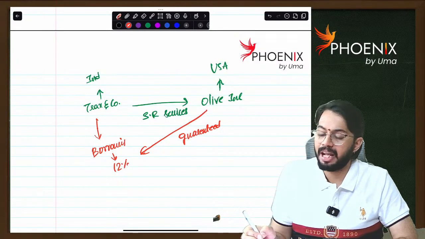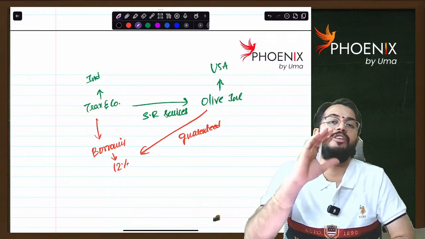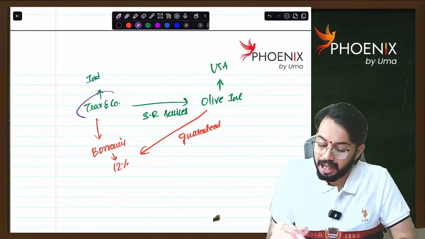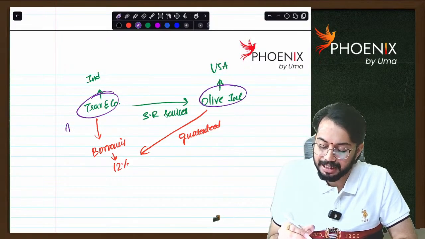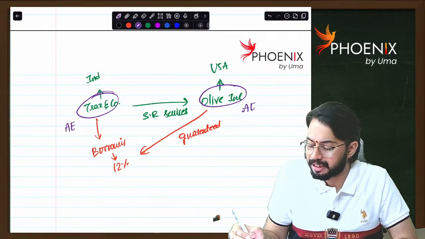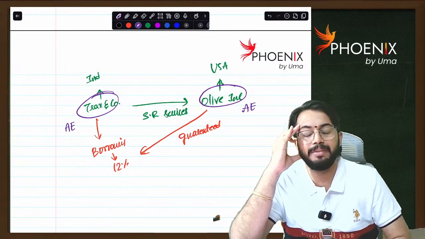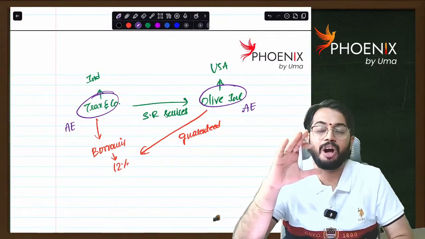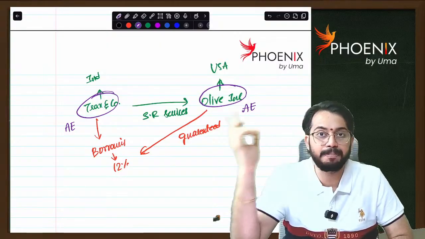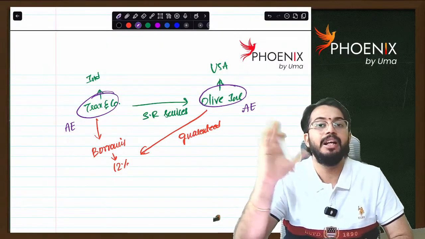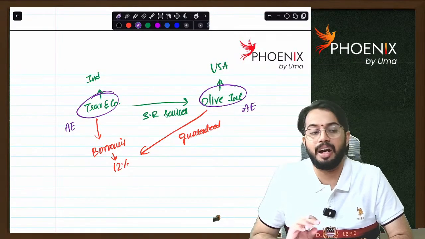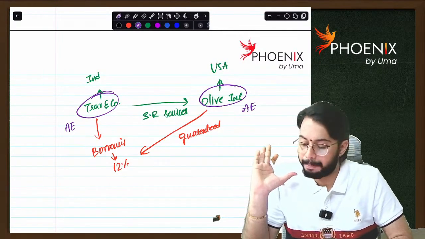Now, can we tell, if more than 10% of borrowings are guaranteed by an entity outside India, we can tell Trax and Co and Olive Inc. are associated enterprises, correct? So both will be treated as associated enterprises, and whatever scientific research services are provided to the non-resident will be considered as international transactions, and transfer pricing provisions are applicable here. Are you able to understand? TP provisions are applicable.